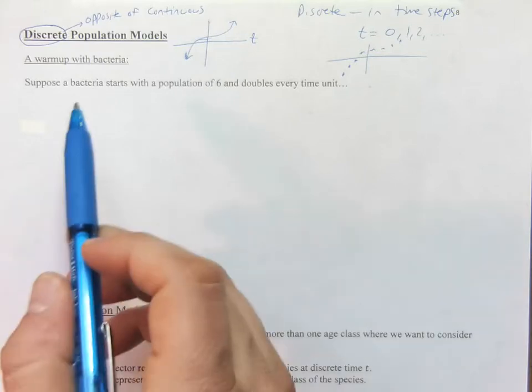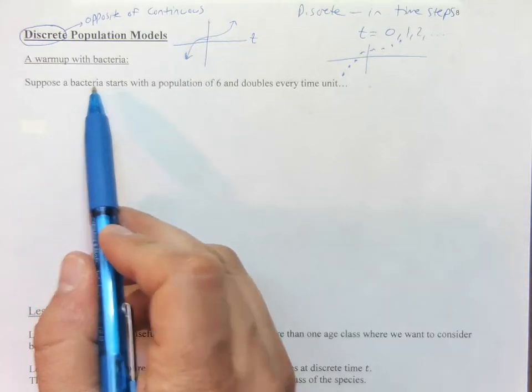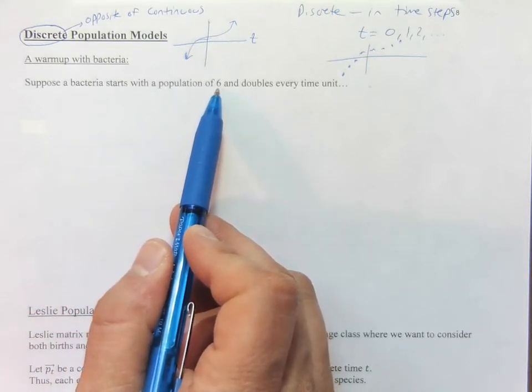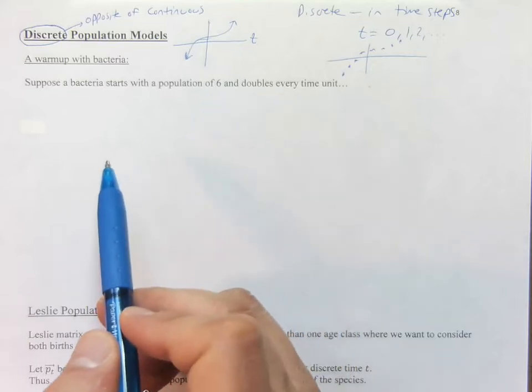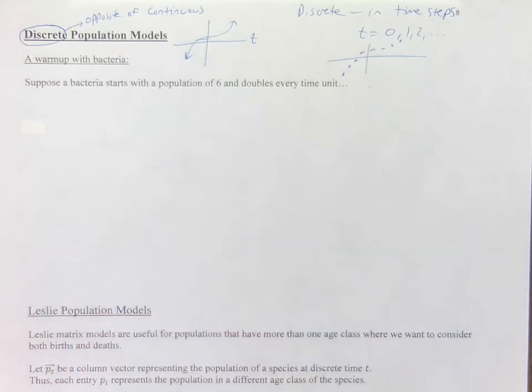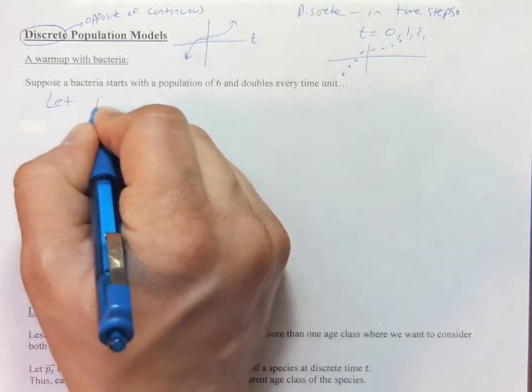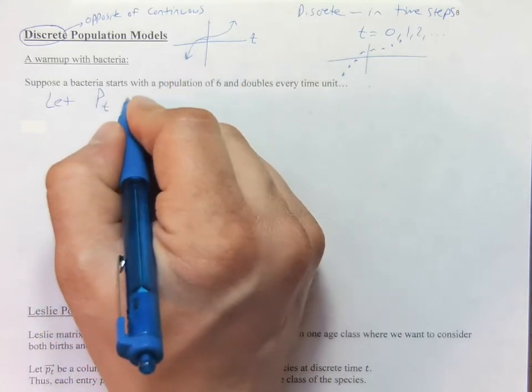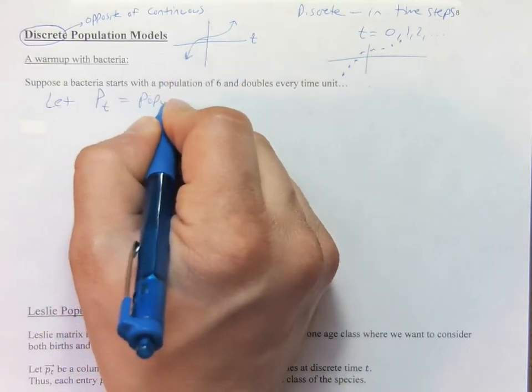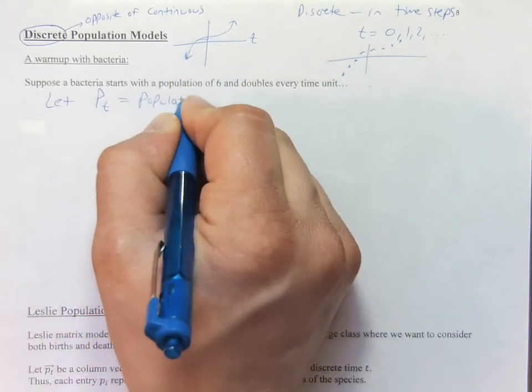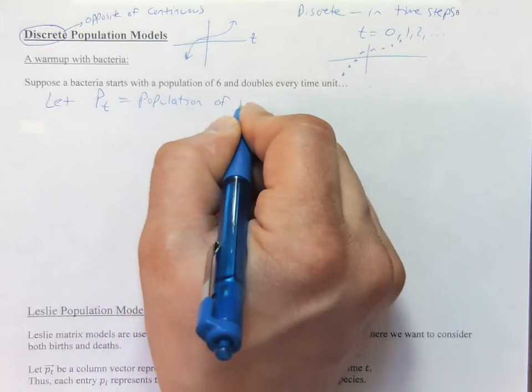So let's say we're modeling a bacteria that starts with 6 bacteria, and it doubles every single time step, whatever that time step is. Maybe it's a day, maybe it's an hour. Different bacteria will populate at different times. And so let's make a model for this. Let P sub t be the population of the bacteria at time t.